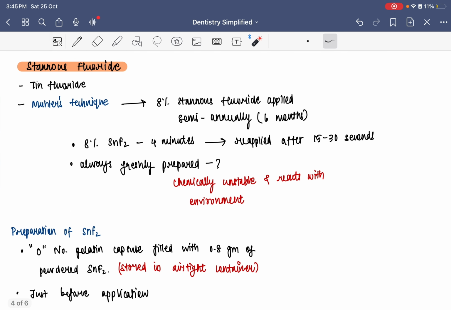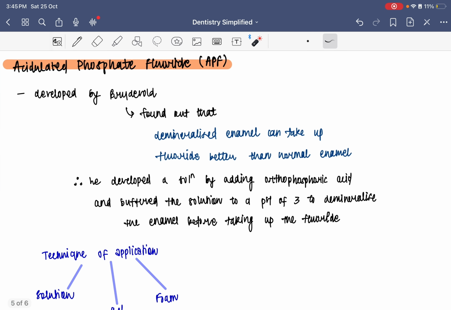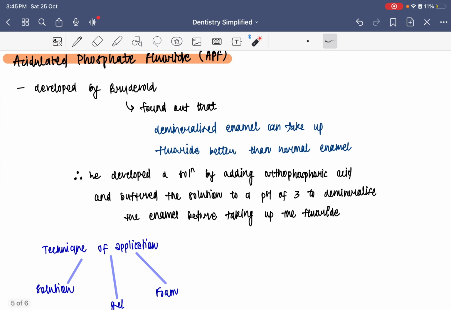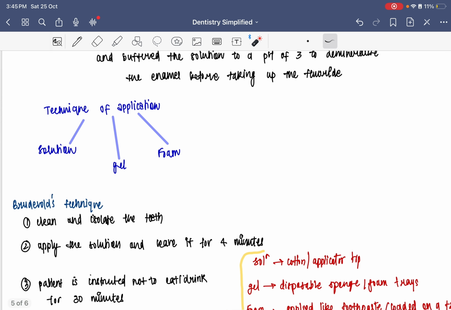So we're done with stannous fluoride here. Now we'll move on to the third one, that is APF. This was developed by Brudevold. It was found out that demineralized enamel can take up fluoride better than normal enamel. So what he did was develop a solution by adding orthophosphoric acid and buffering the solution so that it has a pH of 3. This was done to demineralize the enamel before taking in the fluoride.